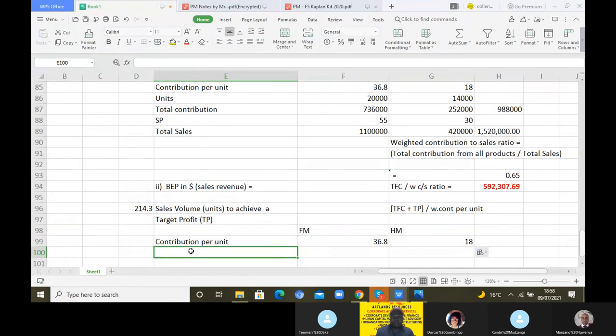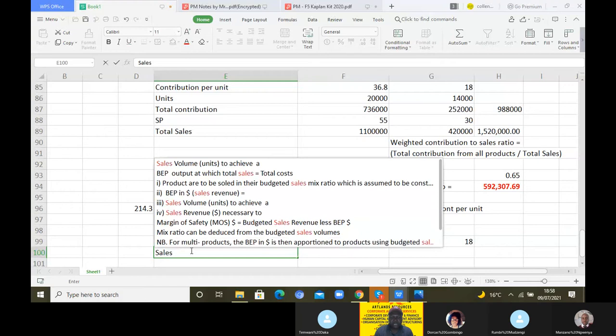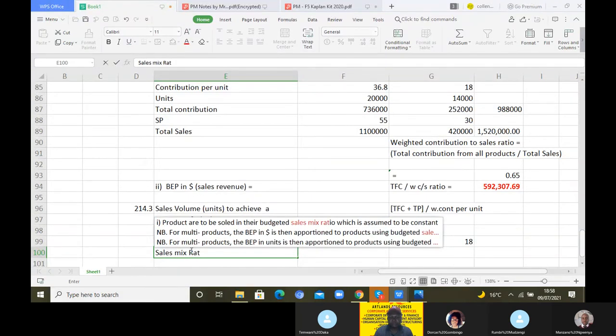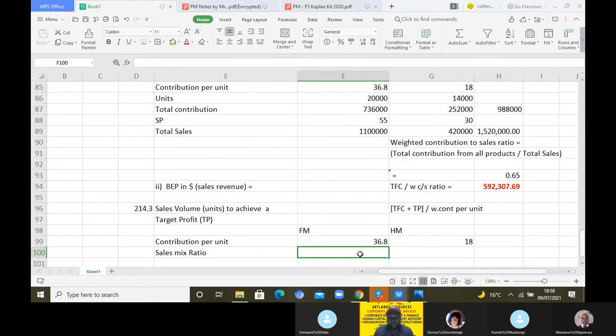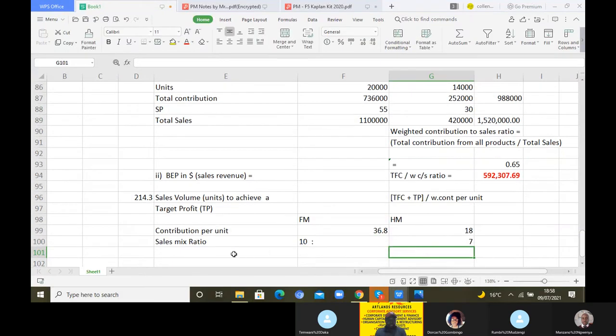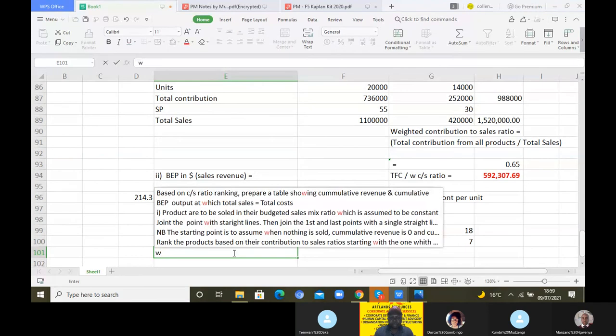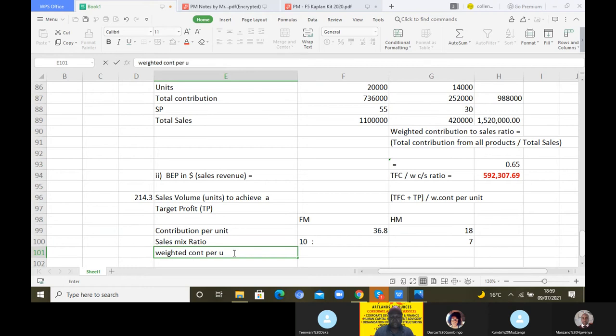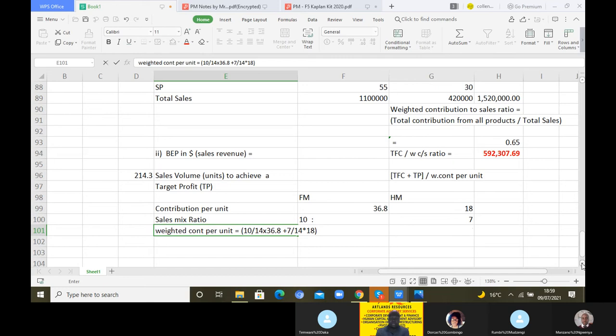And then we now have sales mix ratio. Sales mix ratio, remember it's 10 as to 7. It was 20,000 as to 14,000, which is 10 as to 7. We reduced it to 10 as to 7. So what it means is you can now say weighted contribution per unit equals, open bracket, 10 over 14 times 36 plus 7 over 14 times 18. That's how you calculate weighted contribution per unit.